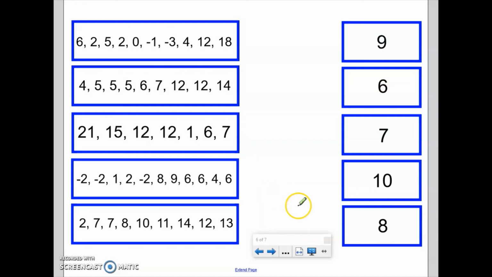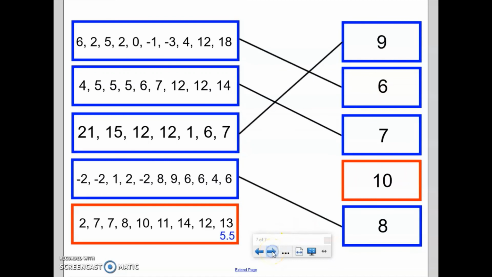Okay, welcome back. I'll just show you my matchings. They should look something like that. So the bottom data set is the odd one out. It does not match up to the 10, which is also the odd one out. The correct interquartile range for this data set would have been 5.5. You can see where the other four match up correctly.